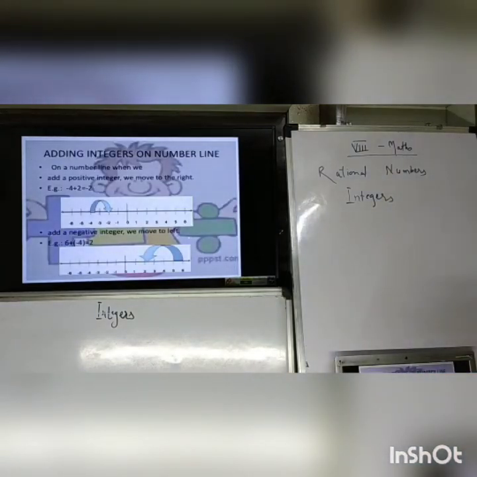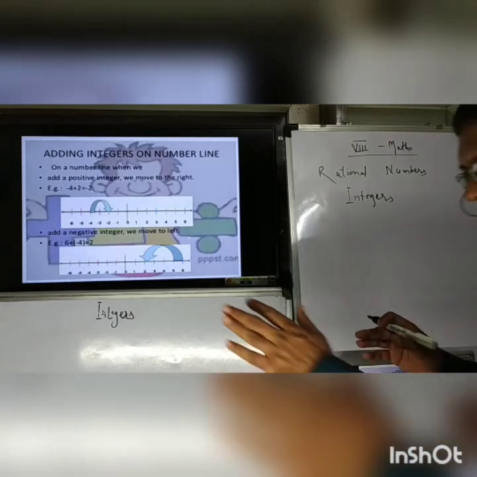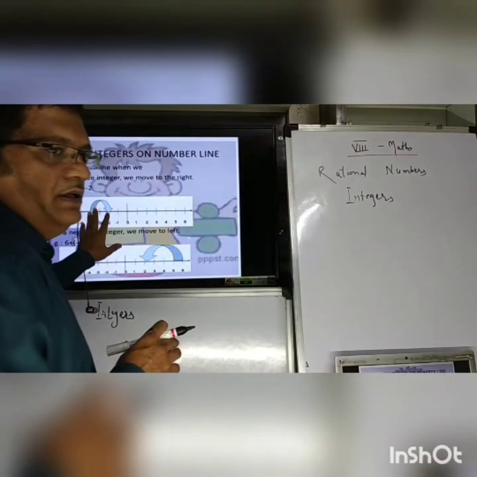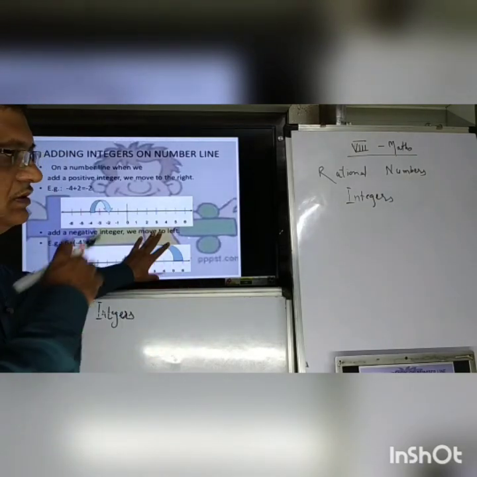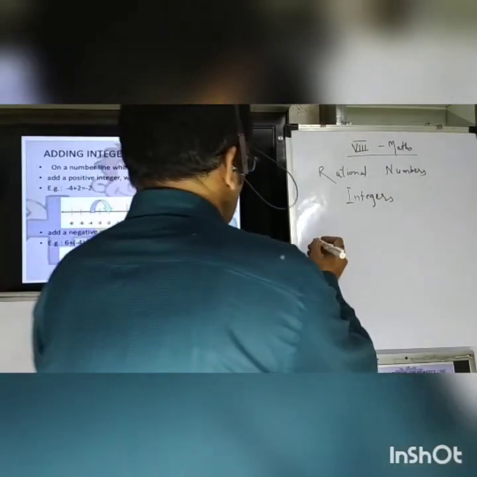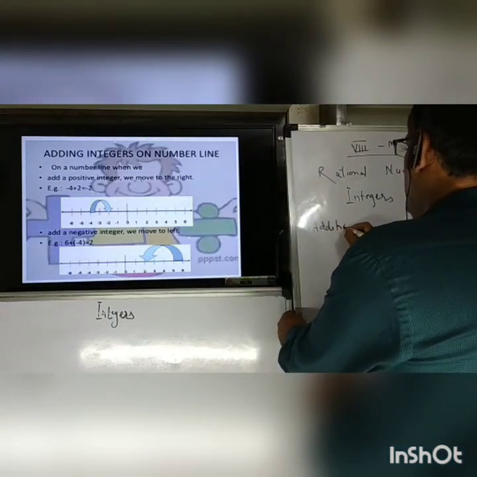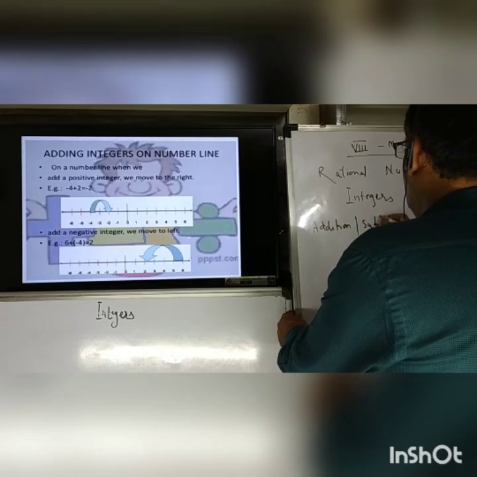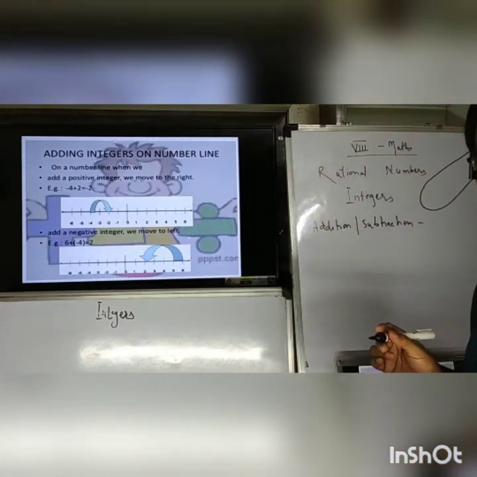Let us see how to add on the number line. You know that whenever you do addition, we have to move on the number line towards the right-hand side, and whenever you do subtraction, you move towards the left-hand side. So let us see addition and subtraction of integers on the number line.